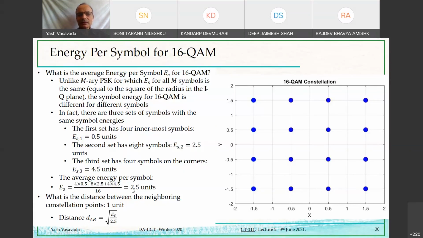Instead of 2.5, I can wish to make it 100. If I make it 100, then my distance becomes square root of 40. Instead of 100, if I make it 1, then the distance likewise reduces to square root of 0.4. Okay, so this is how we relate the distance between neighboring constellation points, the minimum Euclidean distance, and the average symbol energy.